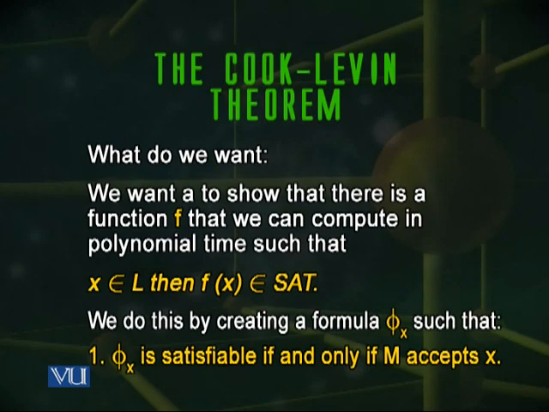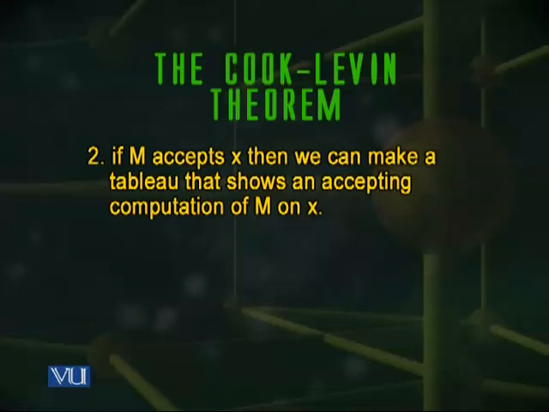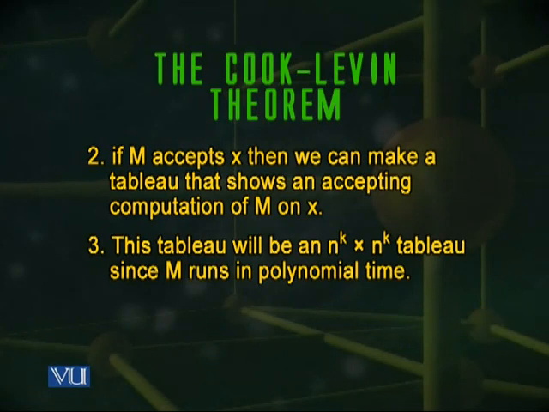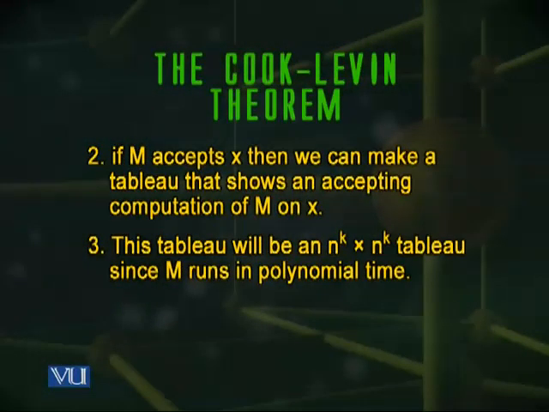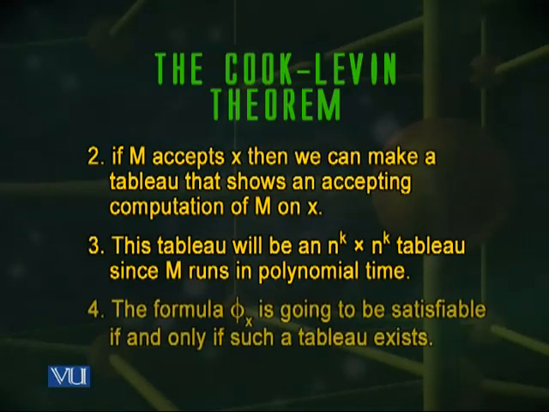What we know is that if M accepts x, then we can make a tabloid that shows an accepting computation of M on x. This tabloid will be an n to the k by n to the k tabloid, and that is a simple consequence of the fact that M runs in polynomial time. We know that M runs in polynomial time, so we can assume that it runs in time n to the k. This means that the number of configurations needed to lead to an accepting configuration would not be more than n to the k. Therefore, this tabloid will have only n to the k rows. Similarly, a Turing machine can only write on the first n to the k cells if it's taking time n to the k. So we do not need to know the contents of the tape after n to the k cells. So this whole tabloid will be summarized as an n to the k by n to the k array. The formula phi sub x is going to be satisfiable if and only if such a tabloid exists.